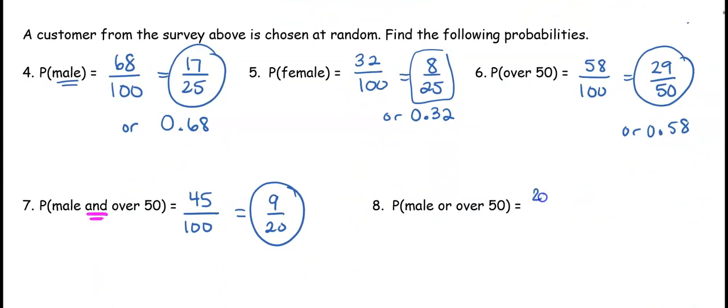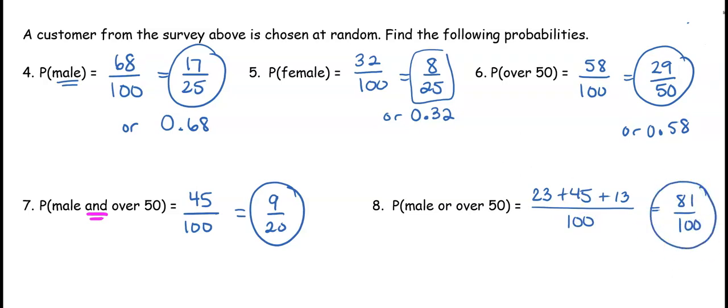So there were 23 males under 50. There were 45 males over 50. And there were 13 females over 50 out of the 100 total. So that gives me 81 over 100 as that probability.